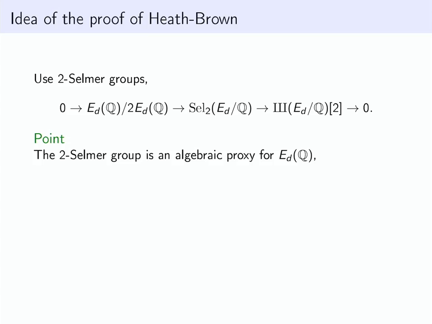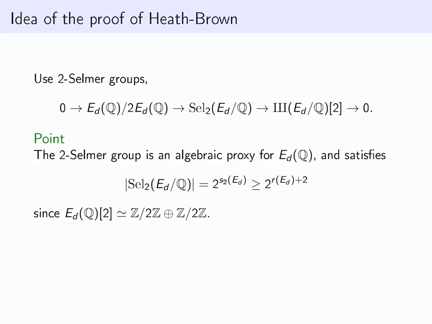In particular, this two Selmer group is some abelian 2-group. Its order is 2 to some number. And this thing has to be an upper bound for the size of the group E mod 2E. In particular, it turns out that that group is of size 2 to the rank plus 2, where this plus 2 comes about from the two torsion subgroup of the elliptic curve.